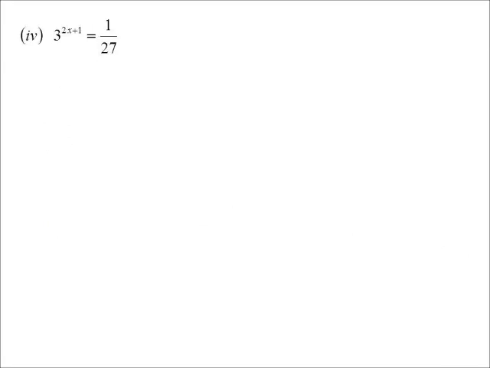Okay, exponential equations. If I can rewrite them as the same base, exponential equations, of course, are very easy. And 1 on 27, I can rewrite as 3 to the power of something. 1 on 27 is 3 to the power of -3. So in this case, I could just equate the powers. 2x plus 1 is -3. There's my answer, -2.